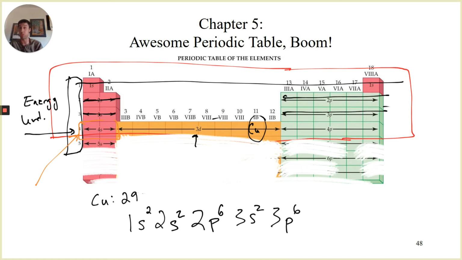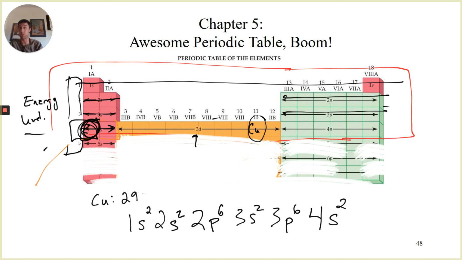Okay, and now what's the next thing I would move to? Because remember, we read left to right, top to bottom. Well, the next thing I would encounter would be right there where all that confluence of arrows is going. That is the fourth energy level. It is also starting in the S block. And I fill all of that up first.